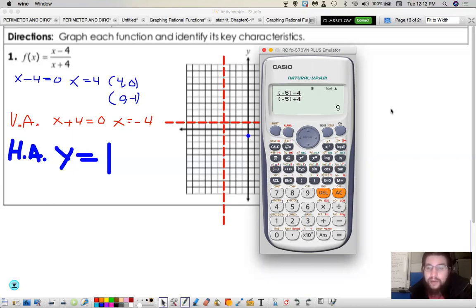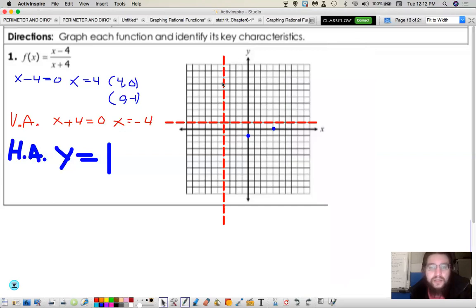9, okay. The most important thing is it's positive, it's above my horizontal asymptote. So if 9 doesn't fit on here, that's okay. It should though. We just need to know which side of the horizontal asymptote it's on, if it's above or below. 1, 2, 3, 4, 5, 6, 7, 8, 9, right there. So I know my graph is going to be in this region and this region. Just sketch it. It doesn't need to be that accurate.